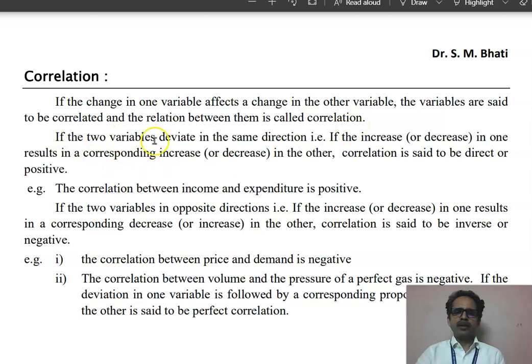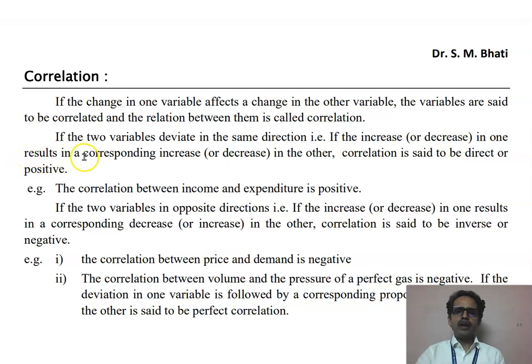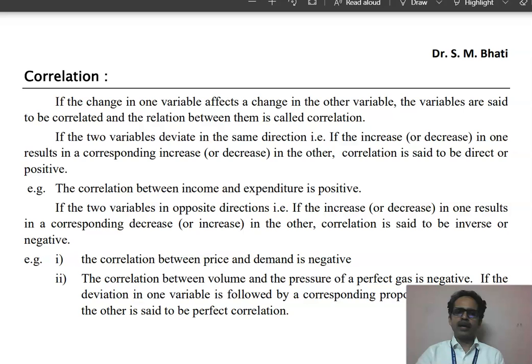If two variables deviate in the same direction, that is, if the increase in one results in a corresponding increase in the other, the correlation is said to be direct or positive. If a decrease in one results in a corresponding decrease in the other, then the correlation is also said to be direct or positive. For example, correlation between income and expenditure is positive.